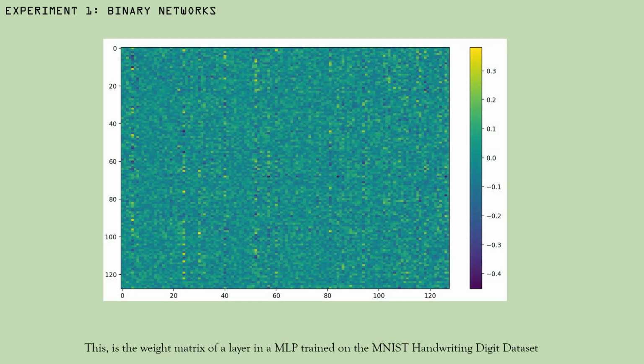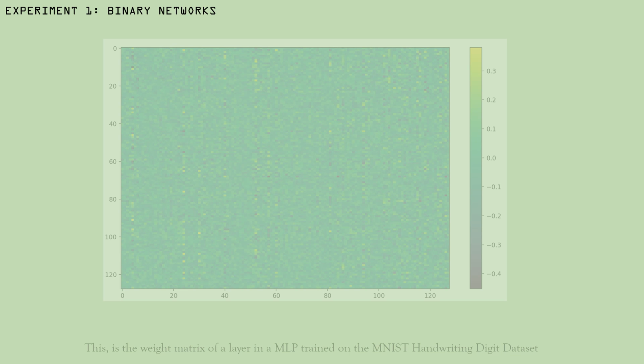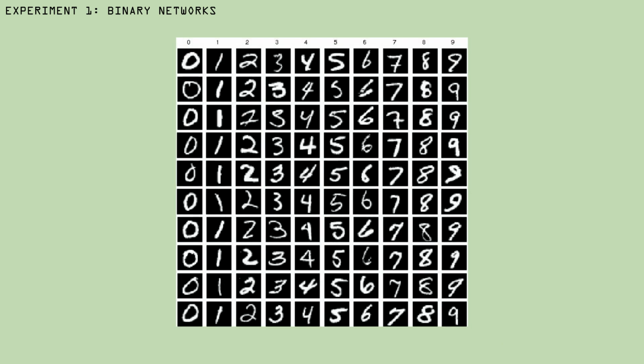This is the weight matrix of a layer in an MLP trained on the MNIST handwriting digit dataset. The MNIST handwriting digit dataset is a dataset of handwritten digits and digit labels. It is used to train MLPs on recognizing the digit through the handwriting images.